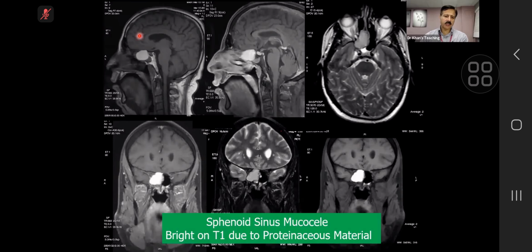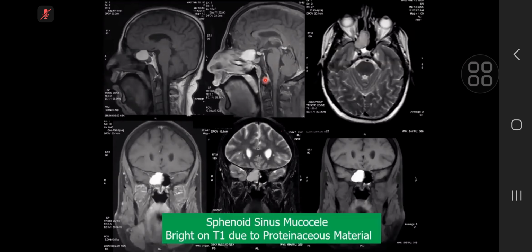If you see here, this is a T1 weighted sequence. This is a post-contrast T1. This is a T2 weighted sequence. Now, what is this, which is also seen here? This is sphenoid sinus mucosal that it's written. Excellent, well done. So this is a sphenoid sinus mucosal.